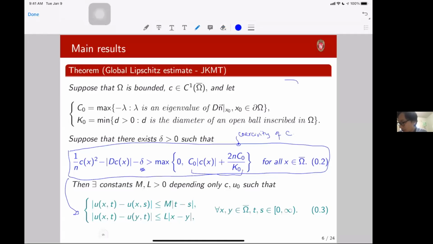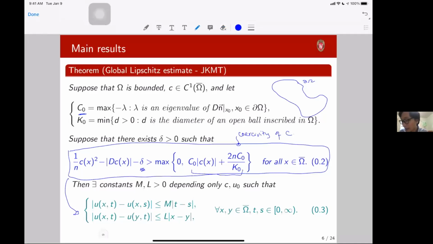So we have this boundary of omega that we don't assume to be convex, so therefore we need to take into account the curvature, right? So basically the second term here is exactly that. So we want to let C naught to be exactly the maximum of minus lambda, for lambda the eigenvalue of dn on the boundary. So it's the maximum of minus the eigenvalues for all points on the boundary.